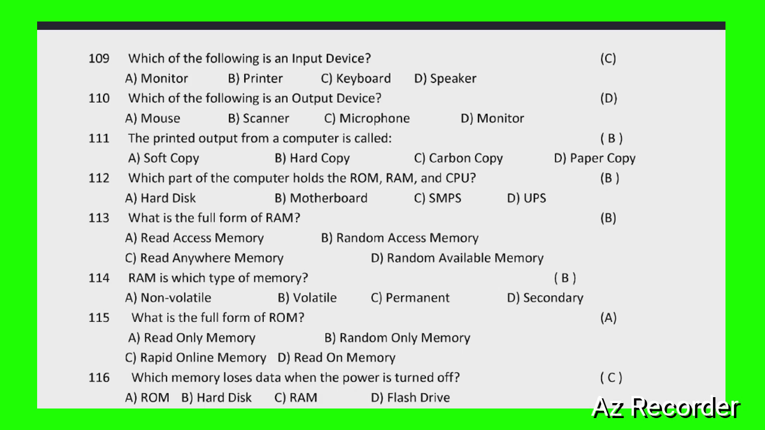Which of the following is the input device? That is option C, keyboard. Which of the following is an output device? That is option D, monitor. The printed output from a computer is called, that is option B, hard copy.